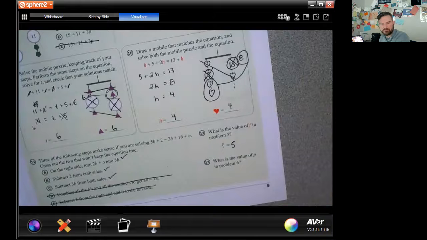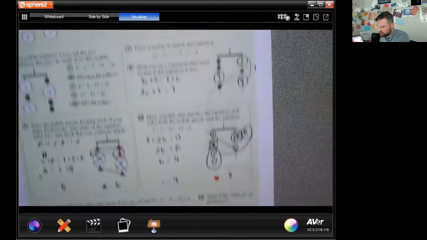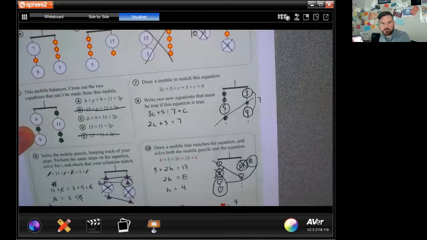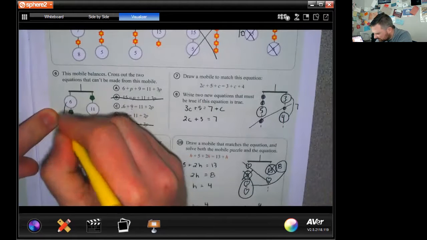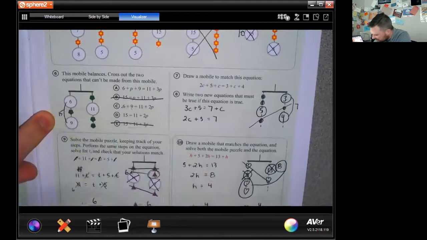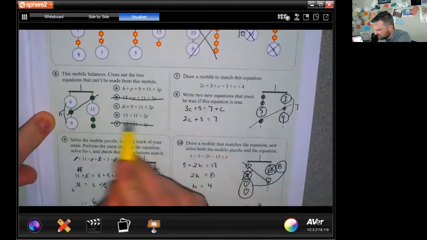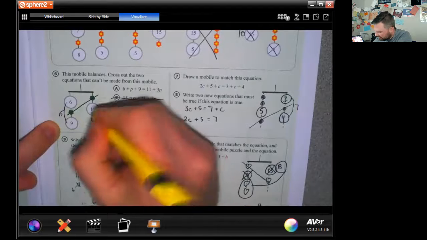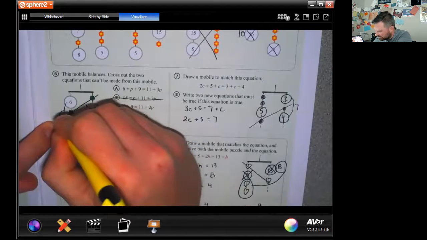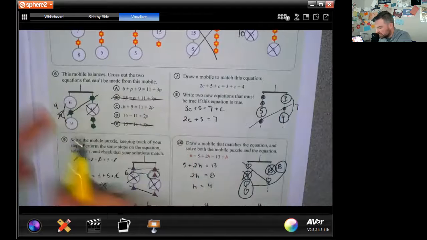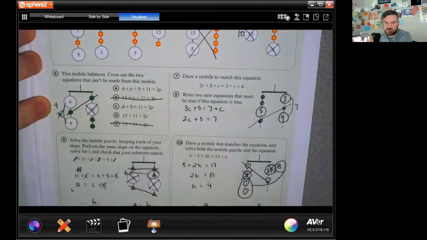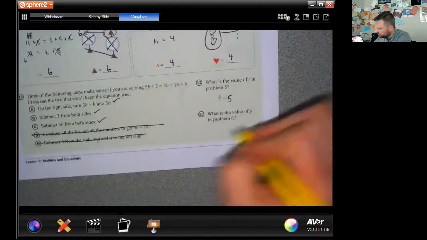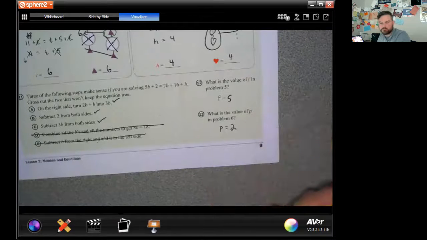What is the value of p in problem 6? Okay, so here's problem 6. And we know that this and this equals 15. I can cancel these 2. Okay, so now I'm kind of at this equation right here. If I get rid of 11 over here, I got to get rid of 11 over here. So I'm left with 4. And 4 equals 2 of these pentagons. So to get 1 pentagon, I just divide it in half. And I will get p equals 2.